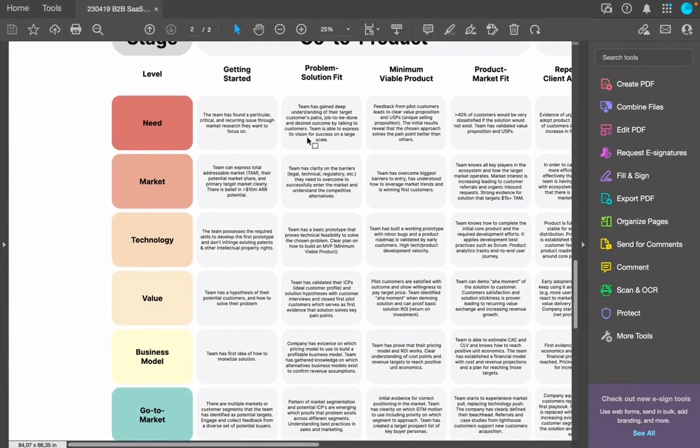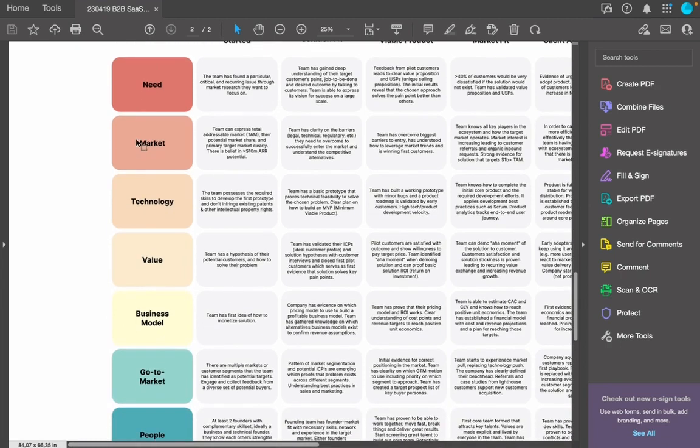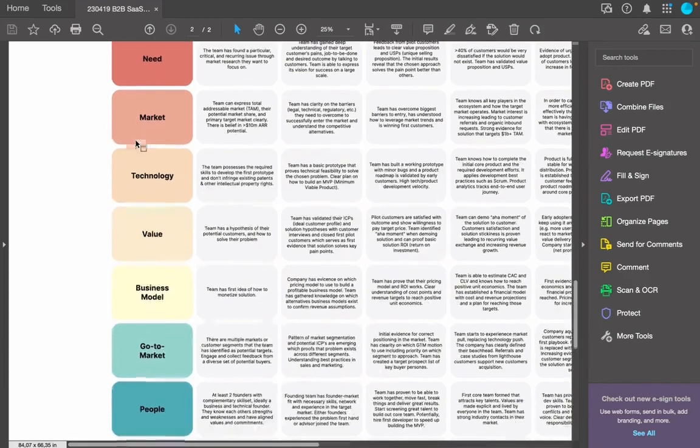Okay, so then you look at the different dimensions of the startup. First of all, you have the need dimension. That is the concrete, clear need for a customer to buy your service to solve a problem. Super important. Then you have the marketplace. How big is this market? How many people are willing to pay X amount for your service?